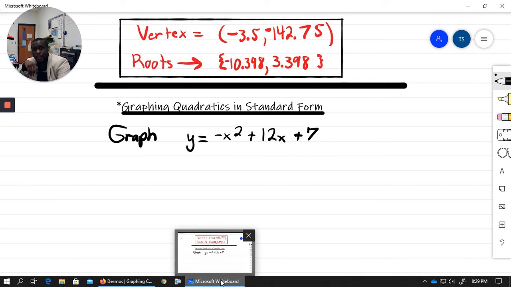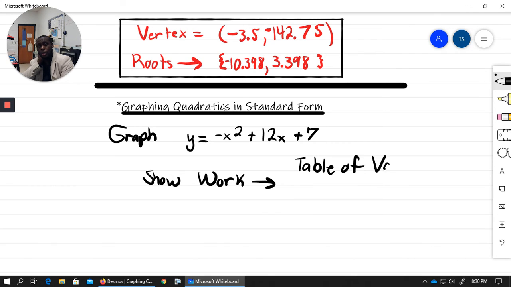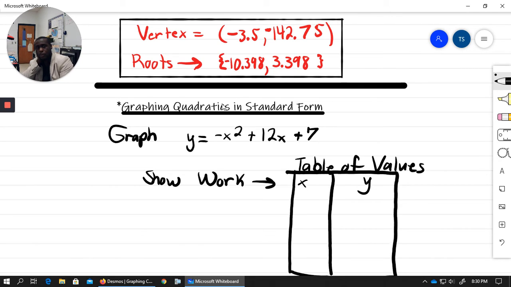And it is. All right. So if we're asked to graph that, the way that I'm going to want you to show your work for this is I'm going to want you to write out a table of values where you're going to put in that table five different ordered pairs, or five different coordinate points. Table of values with 5 points.